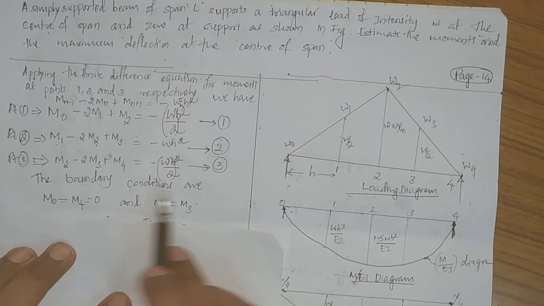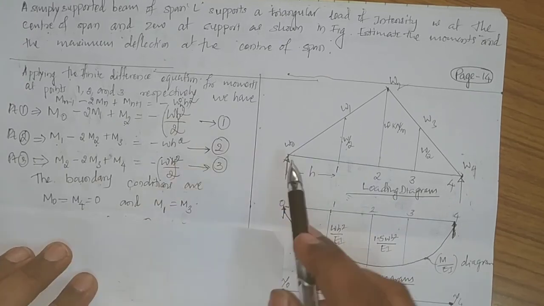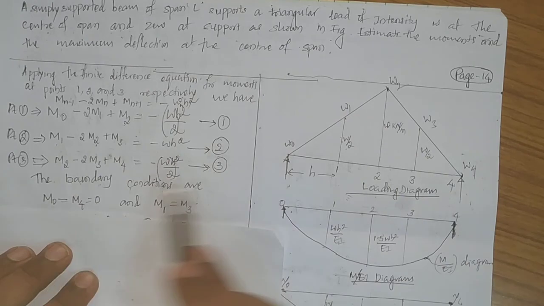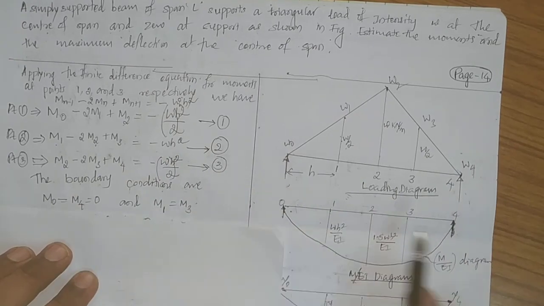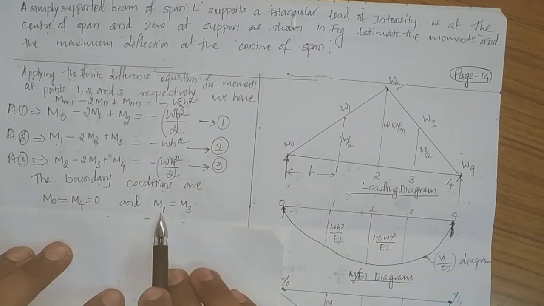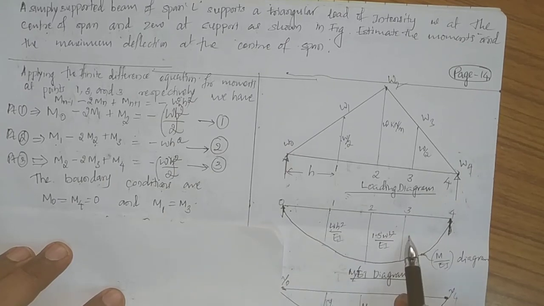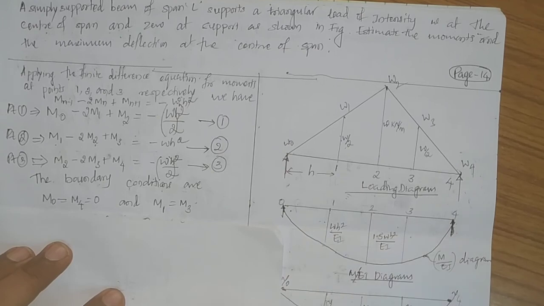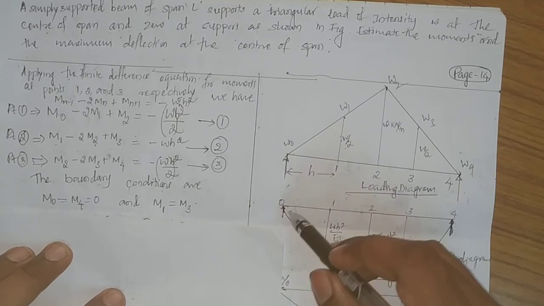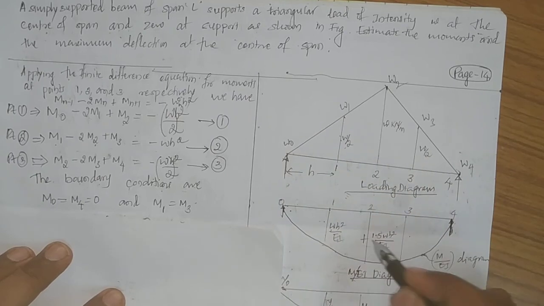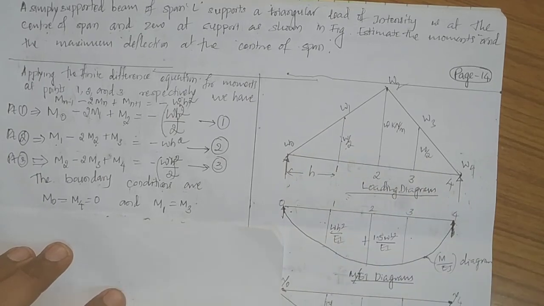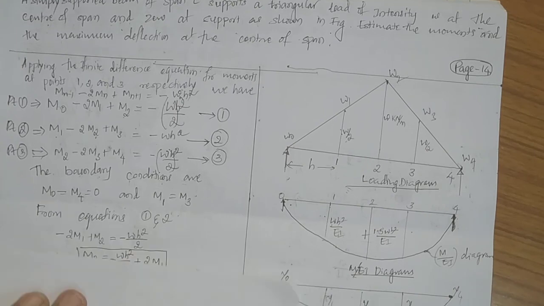Now the boundary conditions are the known bending moments, which is nothing but M0 and M4 are equal to 0, and by symmetry M1 is equal to M3. This is actually an M by EI diagram. You could have drawn it in the upward direction also, no problem. We are considering this as a positive diagram, right? So M1 is equal to M3. These are the conditions we have.